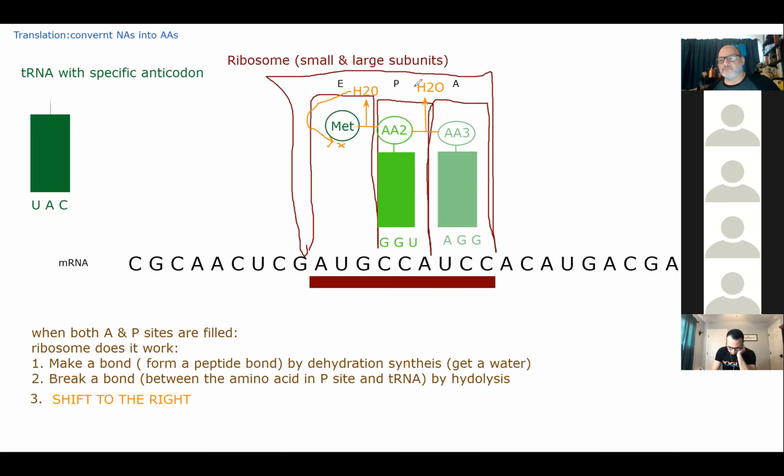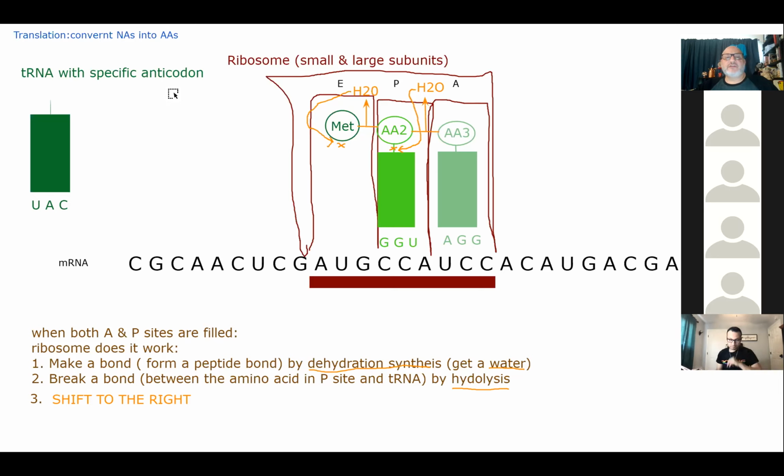To break the bond. Where? Between amino acid 2 and the GGU. Exactly. In the P site, between the transfer RNA and the second amino acid, we break that bond. So again, hydrolysis to break the bond using the water we got from the dehydration synthesis. And yes, again, this is happening at the ribosome, but most of the ribosomes are attached to the rough endoplasmic reticulum. So yes, mostly this is happening at the rough endoplasmic reticulum. Excellent. We have now made a bond and broken a bond.